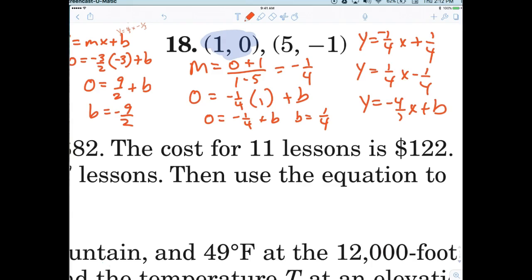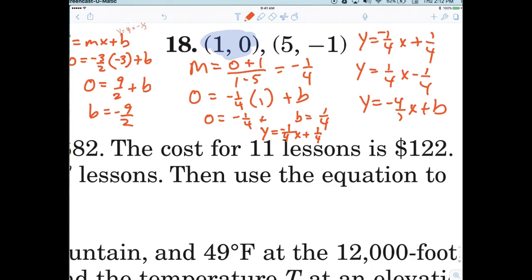Why would b be 1/4 and not negative? Well, because you solve for b, I moved the negative 1/4 to the left. You with me? So your answer is y equals negative 1/4 x plus 1/4. If you got that one right, you are in fantastic shape. If you got it wrong, you're not the only one.